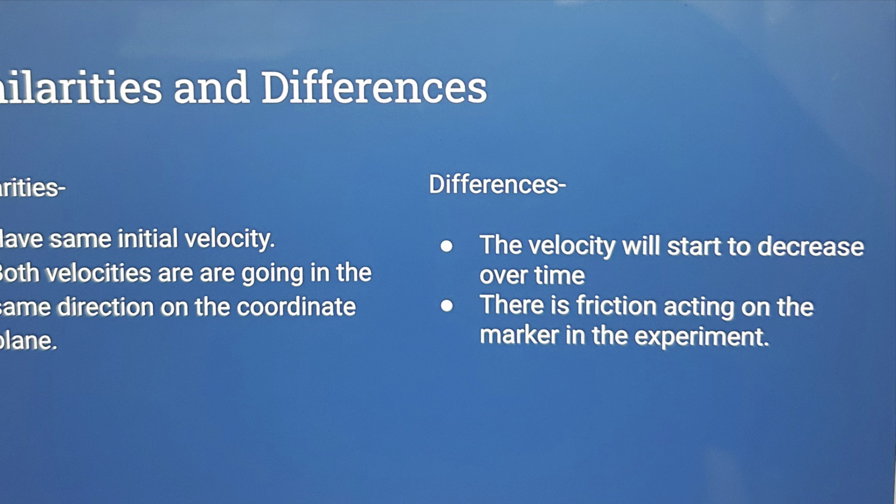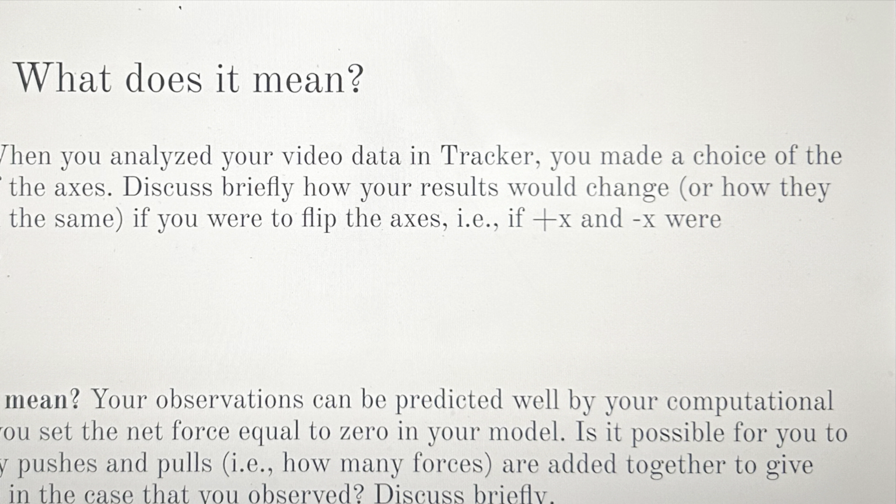For similarities in this project, they both had the same initial velocity, and the velocity for both of them was in the same direction on the coordinate plane. But as for differences, in the experiment used for Tracker, there was friction, which was inevitable, even though it was tried to be minimized. There was nothing that could really be done when the can was rolling across the floor, and the velocity would start to decrease over time.